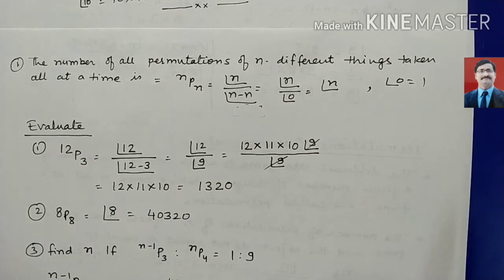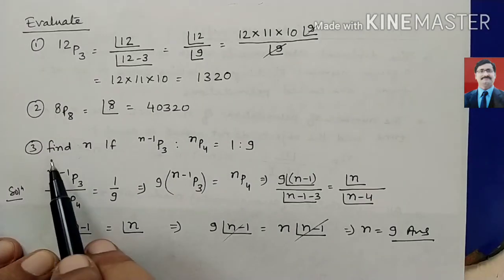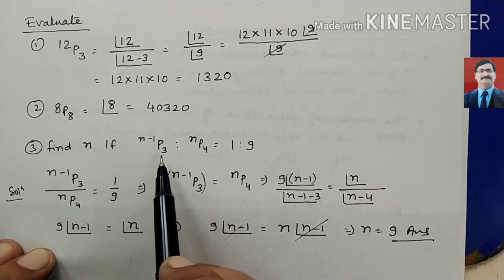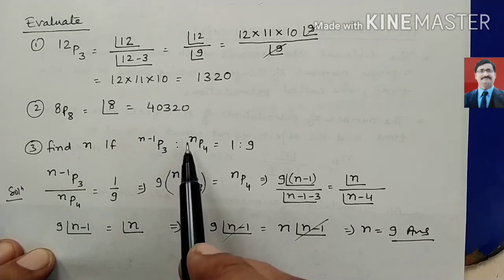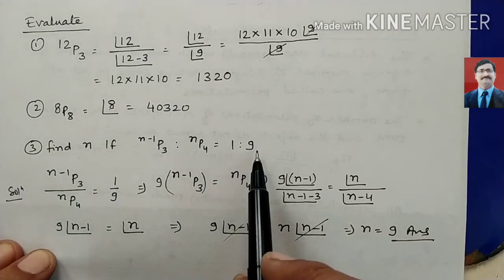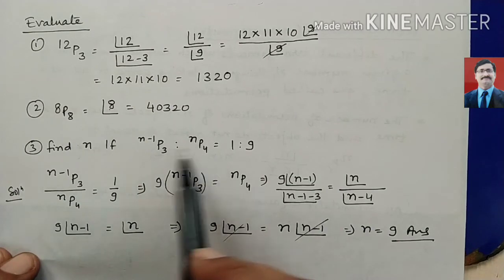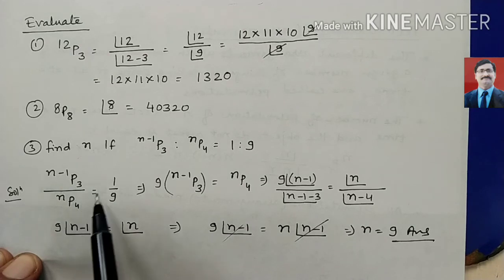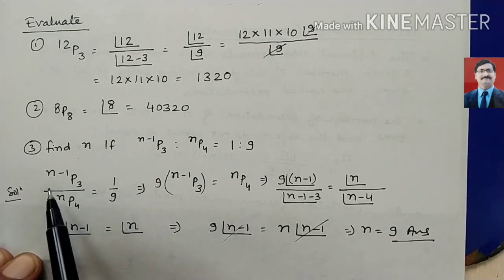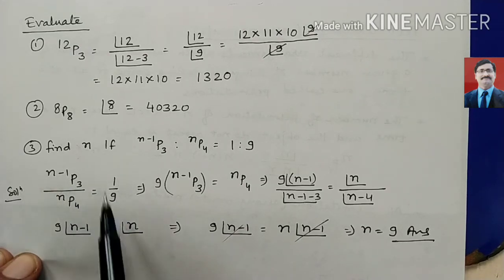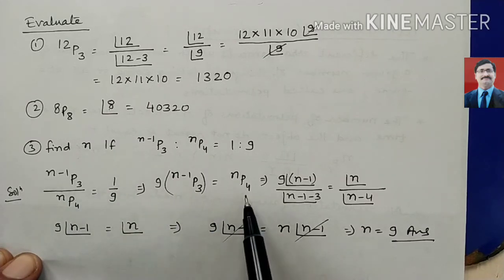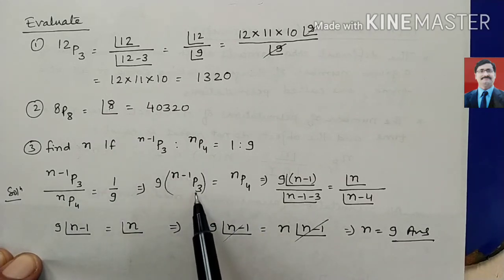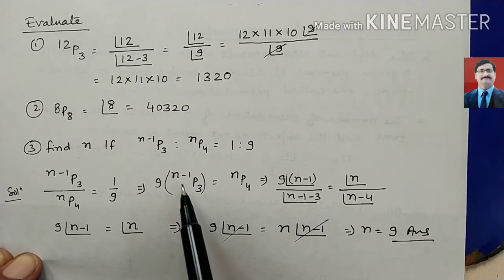Now we will do one question here. Look here, find n if (n minus 1)P3 ratio nP4 equals 1 ratio 9. Look here, this ratio you can write as a fraction. So (n minus 1)P3 upon nP4 equals 1 upon 9. Now you can cross multiply, and you will get this line. Now here (n minus 1)P3, you open by the nPr formula.